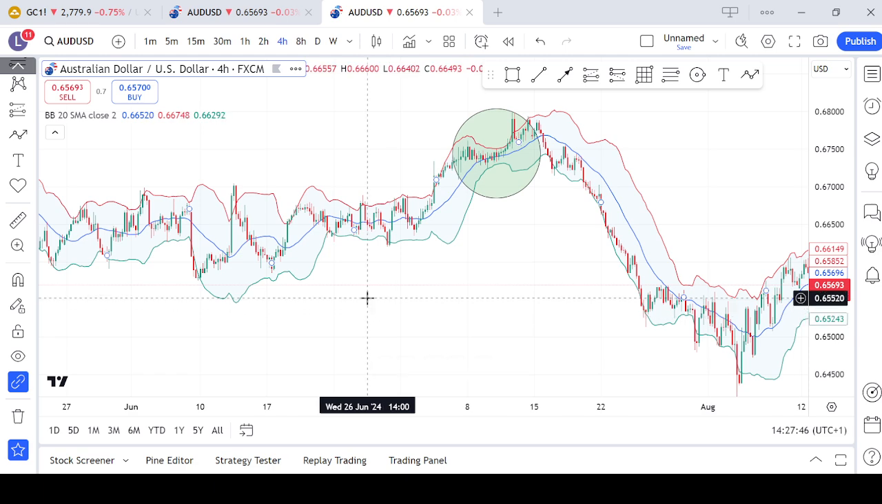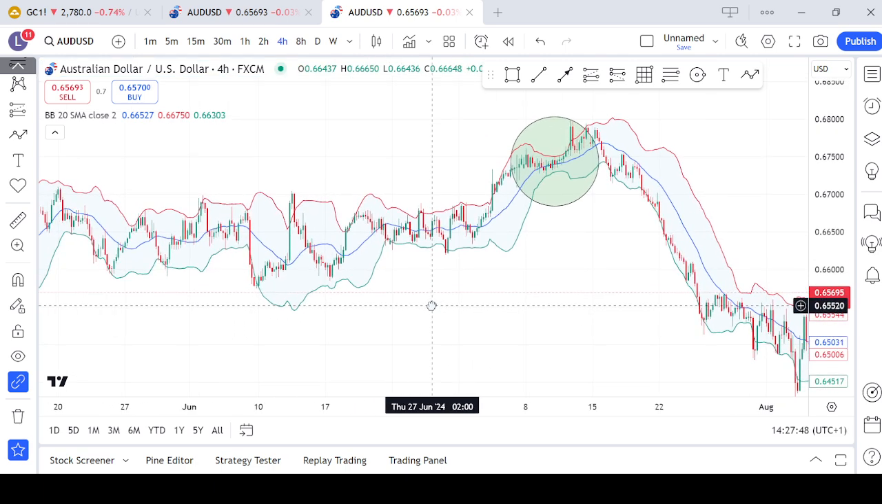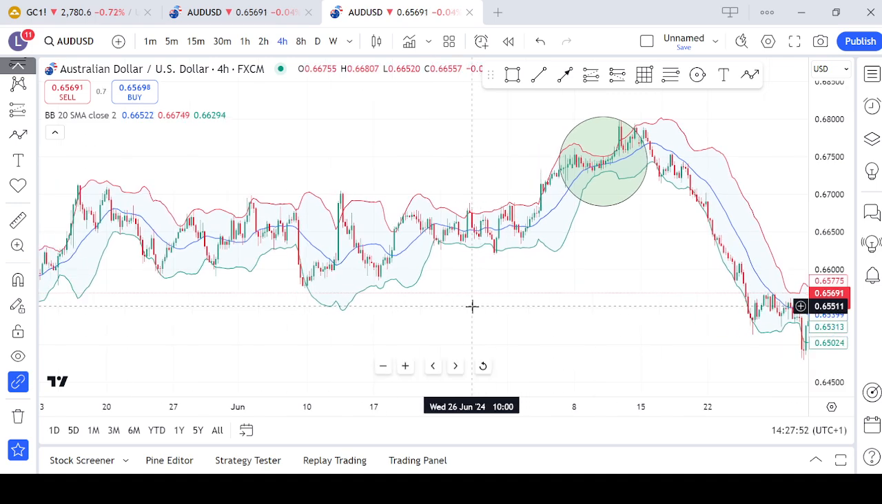If price bounces off the lower band and crosses above the middle band, that's often a good signal to consider buying call options. Similarly, if price rebounds from the upper band and crosses below the middle band, you might want to look at put options.